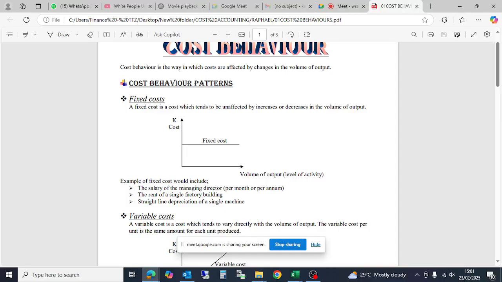On that one, I might not be sure of what I can say, but from what I read, there was a straight line depreciation of a single machine. Yes, I would say it's a fixed cost because it's a straight line depreciation. Yes, that's actually correct. Straight line depreciation is a fixed cost because it's actually a fixed depreciation. So it's not really affected by what we produce.